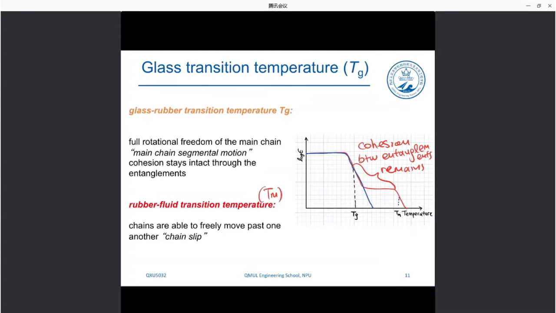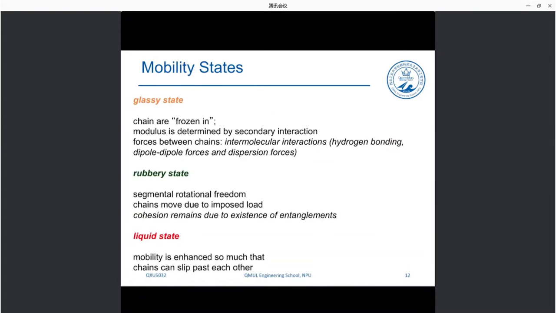Tm, this is Tg. This is the melting point where the chains are able to freely move against each other. We have a viscous flow or a liquid flow in general, and we have chain slippage in this region, okay? Chain slip, okay? Simple.